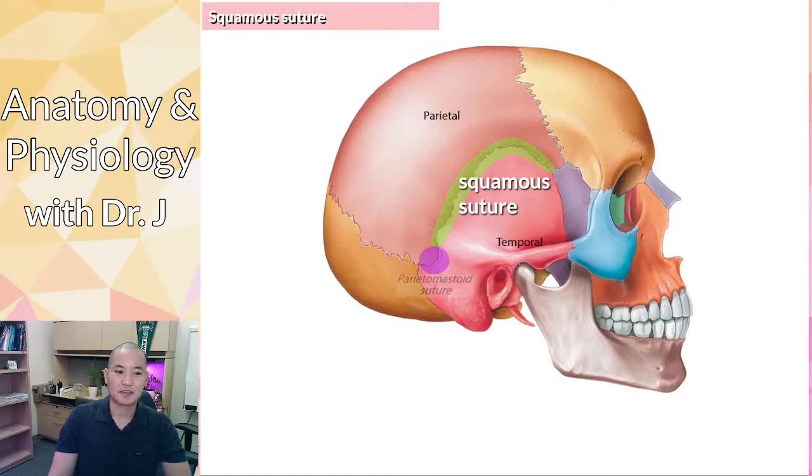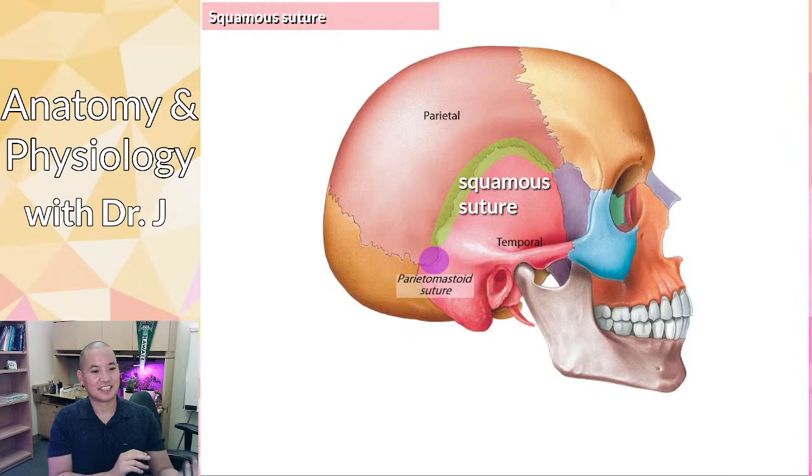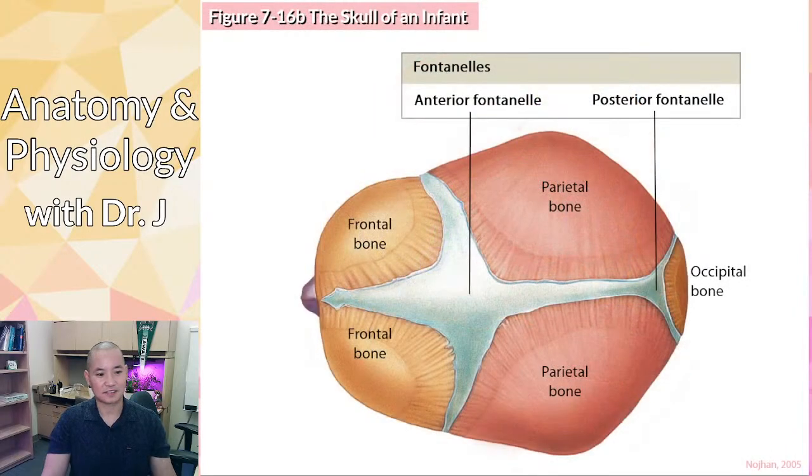There is a smaller suture called the parietal mastoid suture. So even though it looks like part of the same line, it actually stops just before here. But I think that's a little more detail than you need at this level. Just know that you have main sutures that link all the cranial bones in your head. Oh, so back to fontanelles.